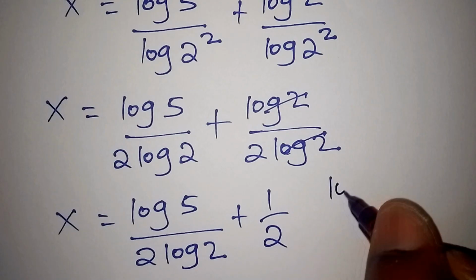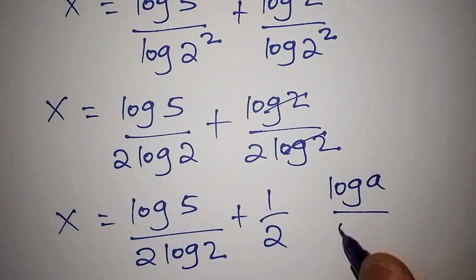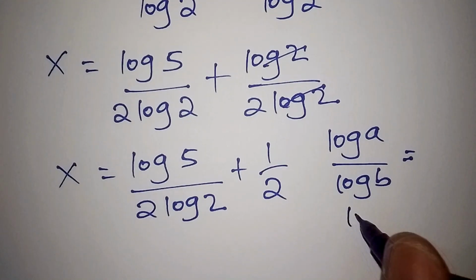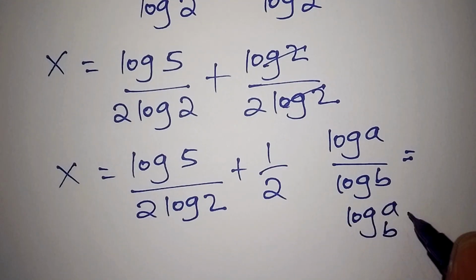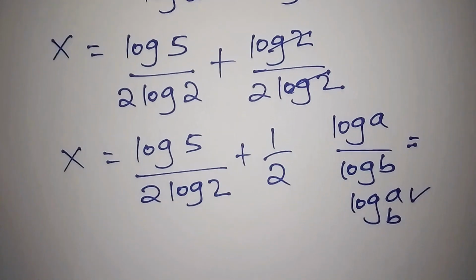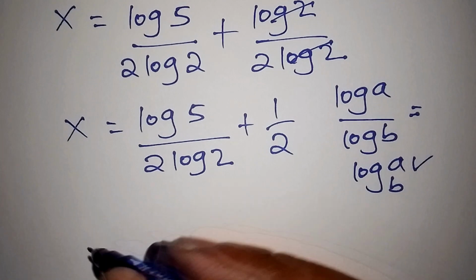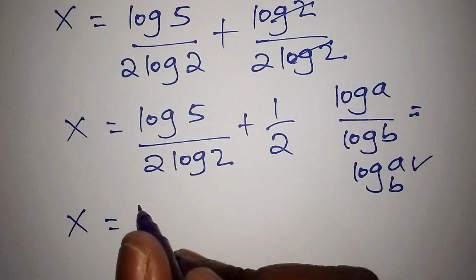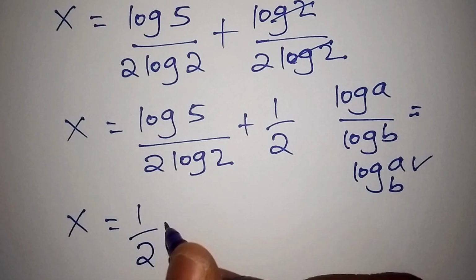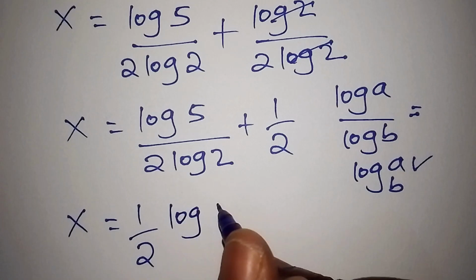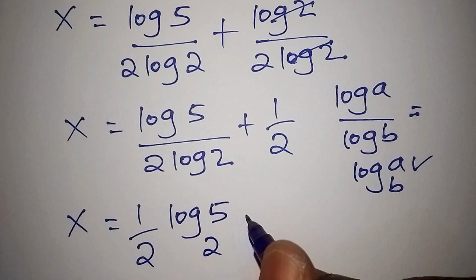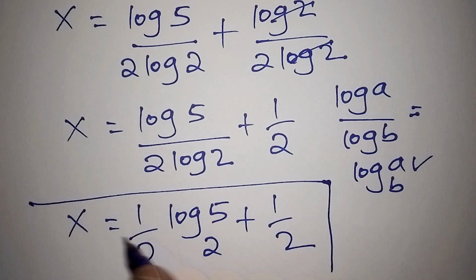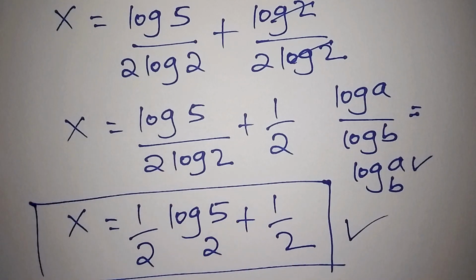When you have, for example, the log of a all over the log of b, this can be written as the log of a to the base of b. So we now conclude and say that in our simplest form, the value for x is equal to 1 over 2, the log of 5 to the base of 2, plus a half. This qualifies to be our most correct answer.